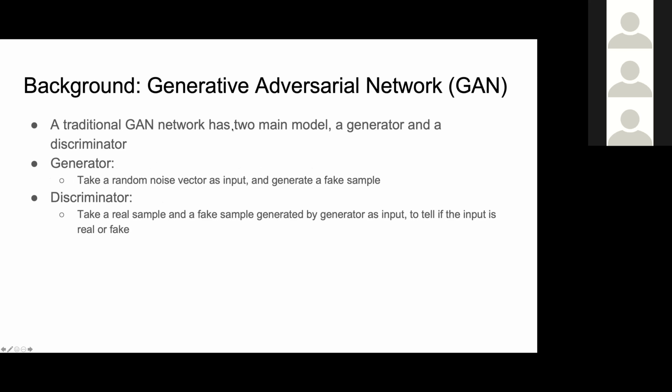And I will talk about the idea of the GAN, generative adversarial network. A traditional GAN has two main models, a generator and a discriminator. A generator takes a random noise vector, usually what we call a latent vector, as input and generates a fake sample. And the discriminator takes a real sample and a fake sample generated by the generator as input, and tells if the input is real or fake.